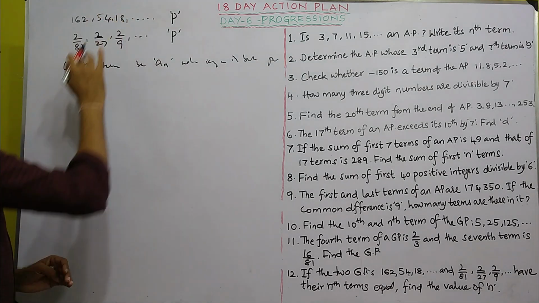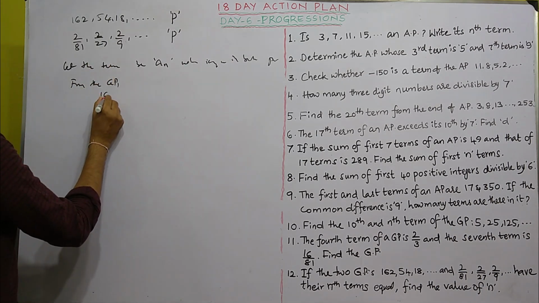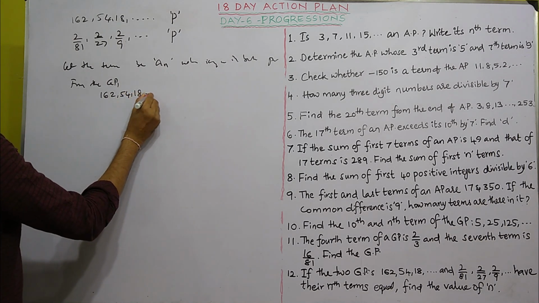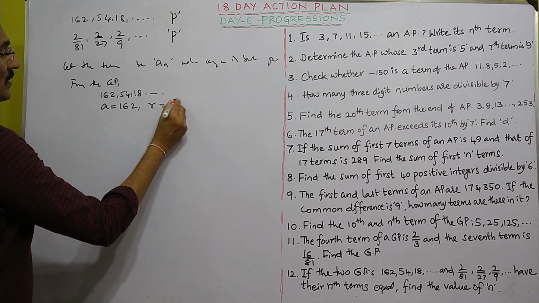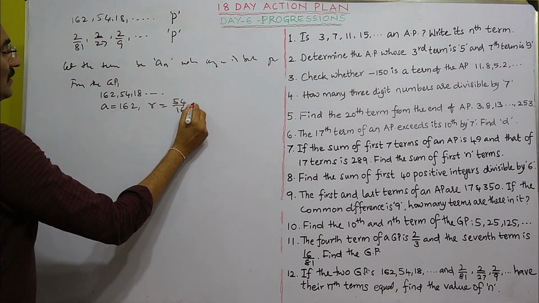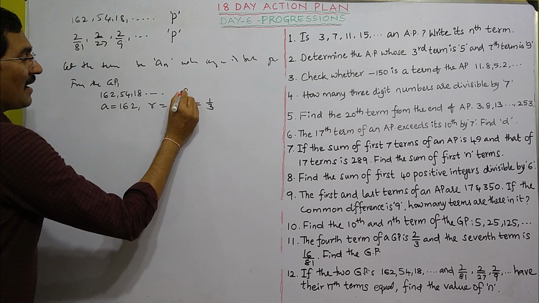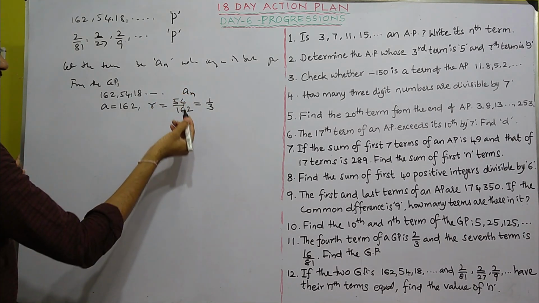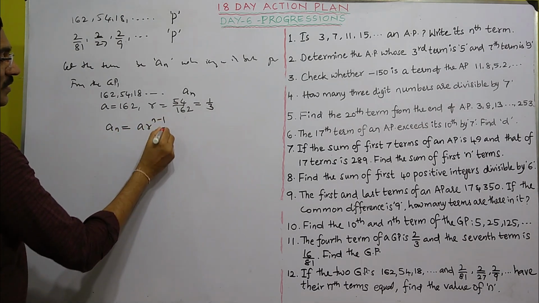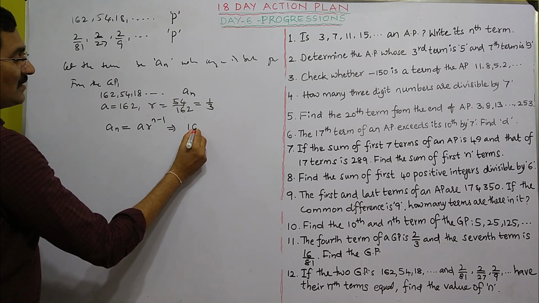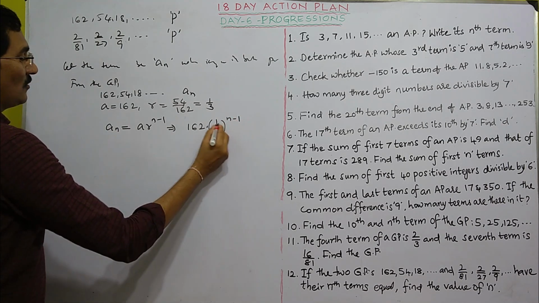Now what happens? Let us take the first GP. From the first GP, from GP1, what happens? 162, 54, 18, and so on. We know a is equal to 162 and r is equal to 54 by 162. That means it is nothing but 1 by 3. So let the term be an, which is what we want, the P. So an is equal to ar to the power of n minus 1. That means a is what? 162 into r is what? 1 by 3 to the power of n minus 1. So this is what we wanted.